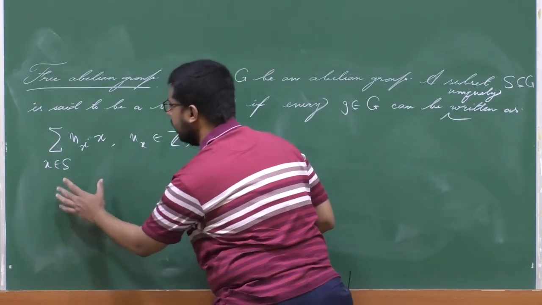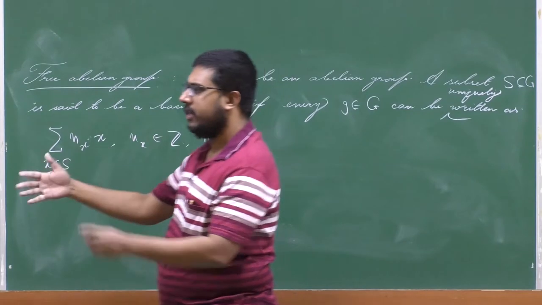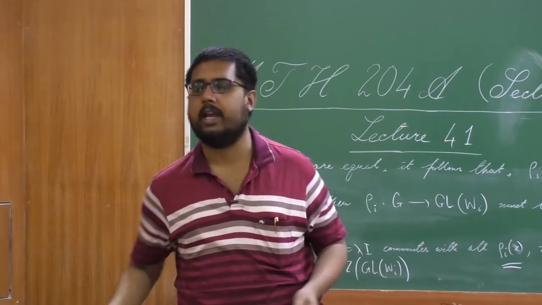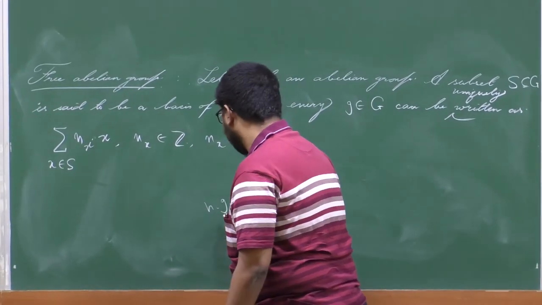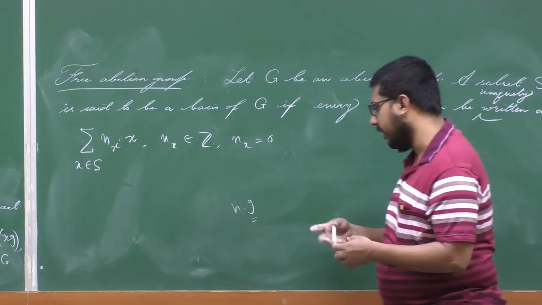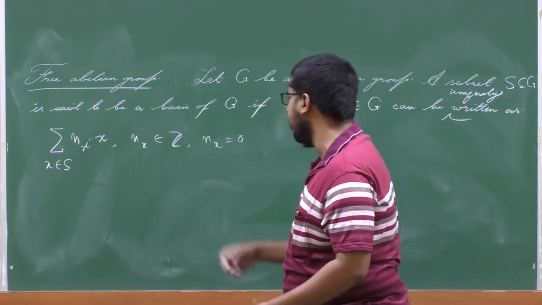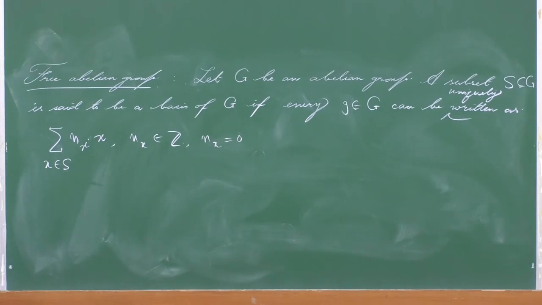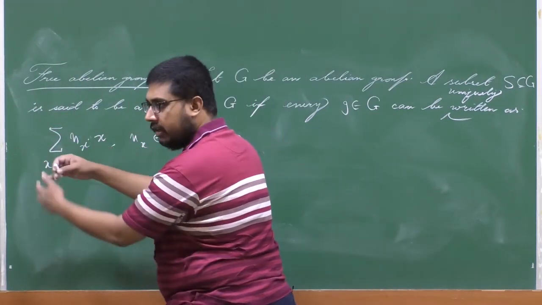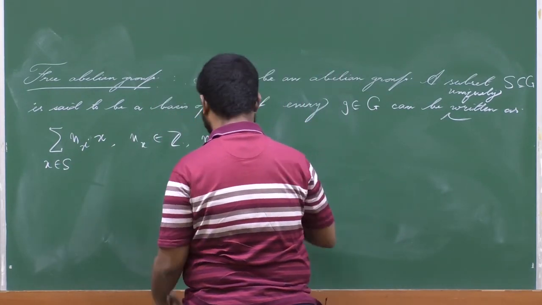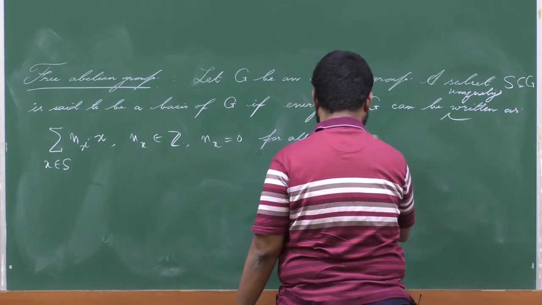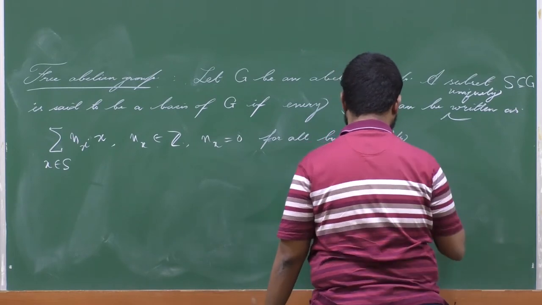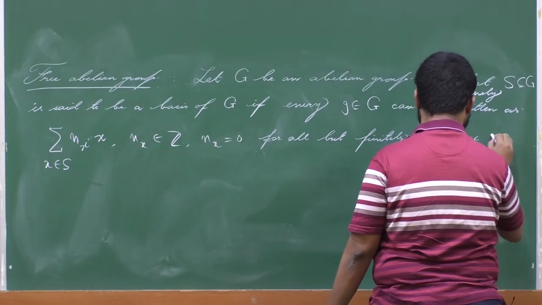In an abelian group, by a sum I mean operating on finitely many elements. That is written in the additive notation, and when you write n times g, that actually means we are operating g with itself n times. These are the standard additive notations which are convenient. If the sum is infinite, then it may not make any sense. So, in order to avoid that, we take only sums where all but finitely many coefficients vanish, for all but finitely many x in S.